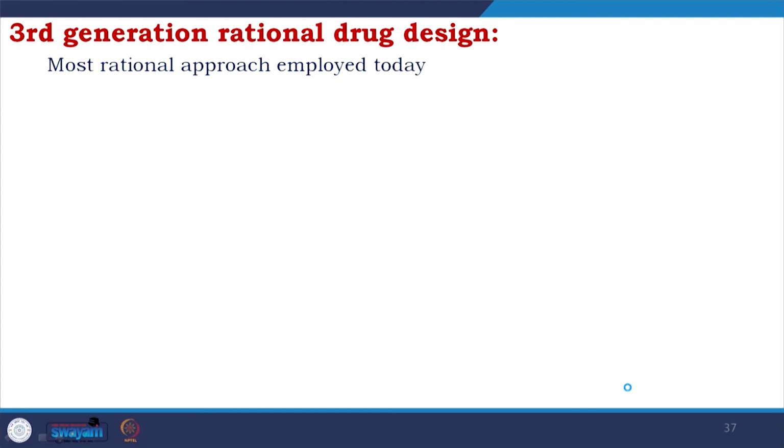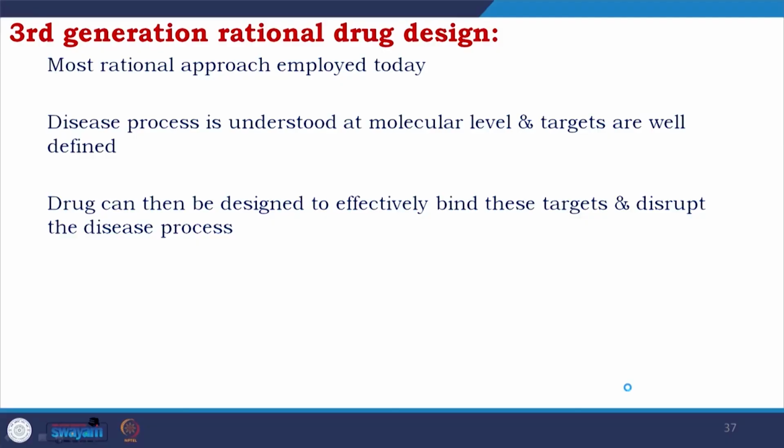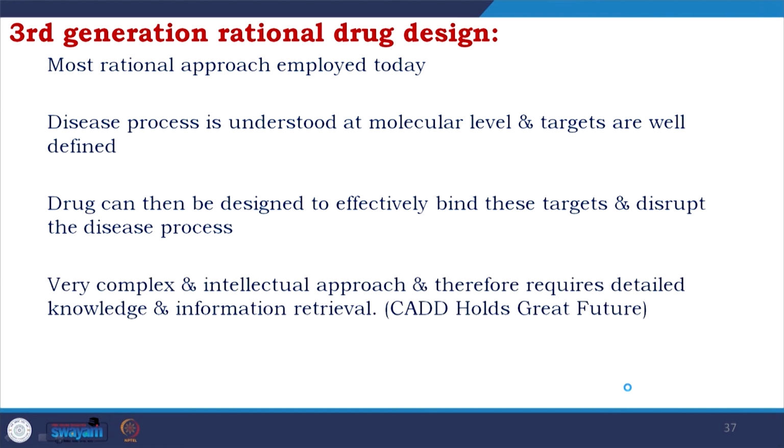The third generation rational drug designing is the most rational approach employed today. The disease process is understood at molecular level. So, we are not only looking at the target drug, we are also understanding the opposite part, the main biological entity, that is the key to success. So, the disease process is understood at molecular level and targets are well defined. Drugs can then be designed to effectively bind these targets and disrupt this disease process. It is a very complex and intellectual approach and therefore requires detailed knowledge and information retrieval.